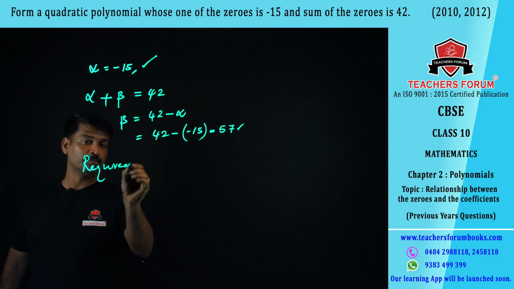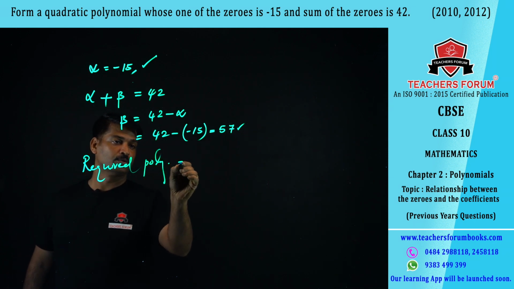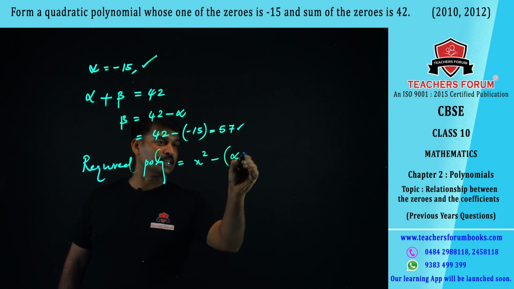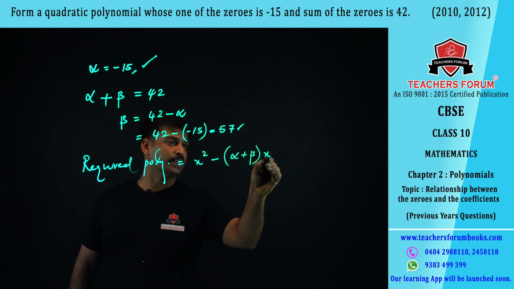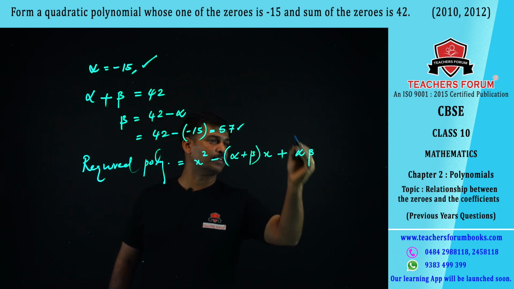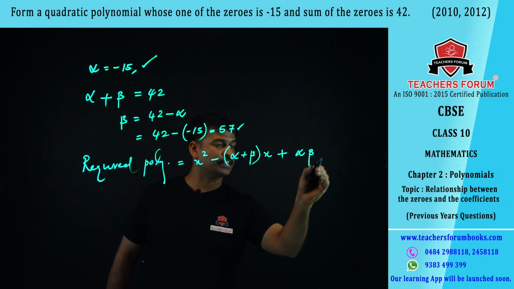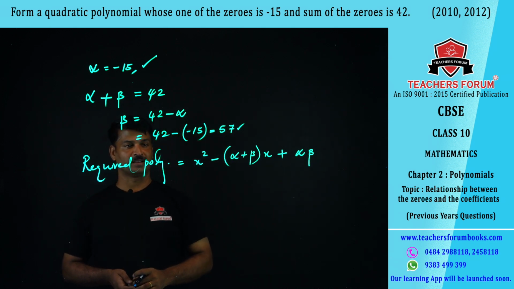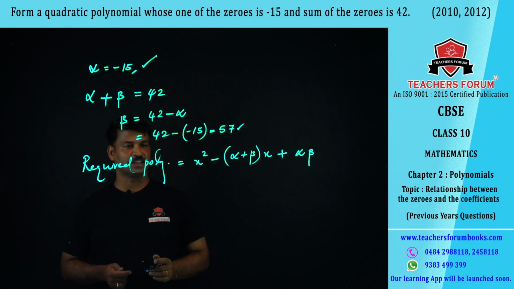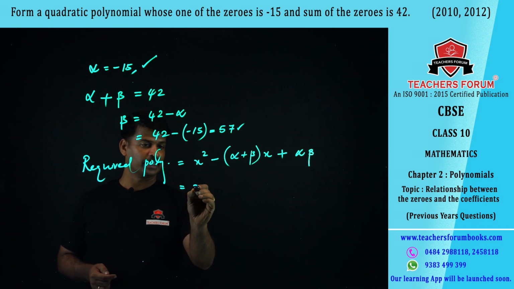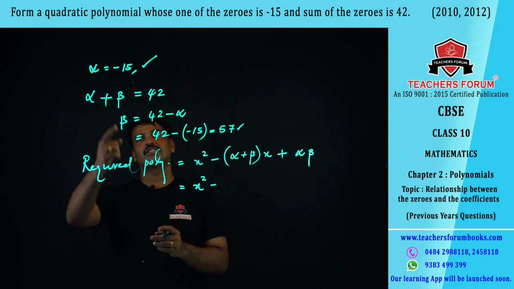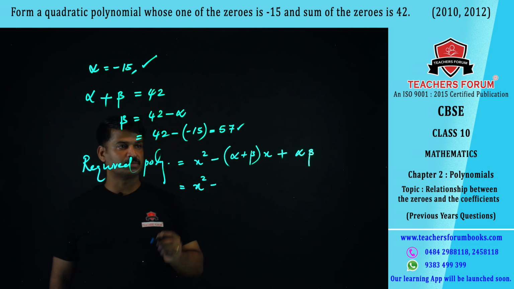Here the required polynomial is equal to x square minus sum of zeros, that is alpha plus beta into x, plus product of zeros, that is alpha into beta. This is the relation to find the required polynomial. x square minus alpha plus beta into x plus alpha into beta. Now let us substitute the values. Okay, x square minus, what is alpha plus beta? It is given in the problem that sum of zeros is 42. So alpha plus beta is 42.